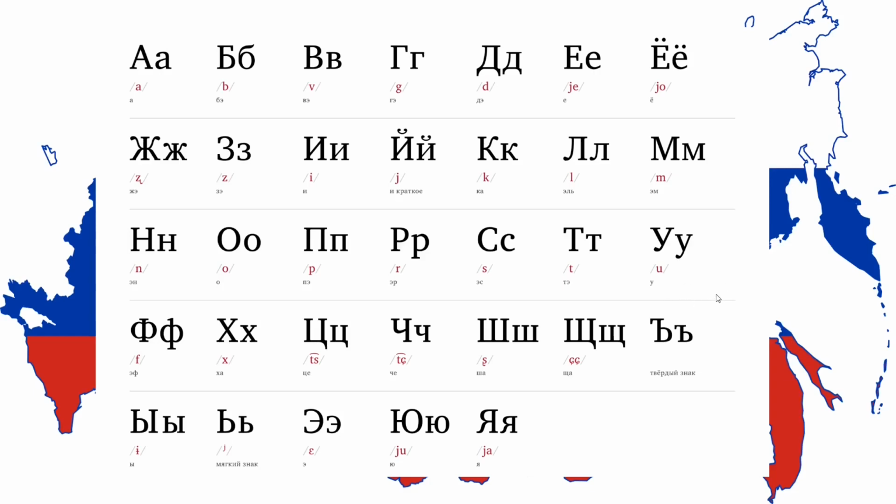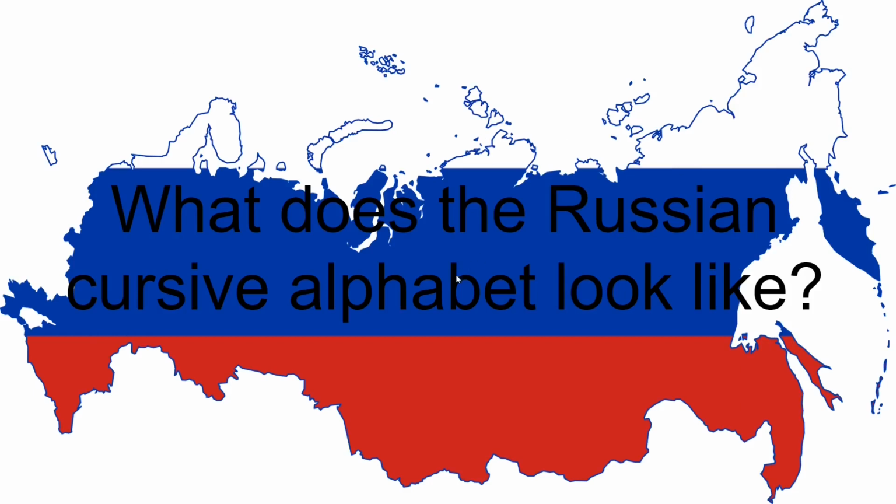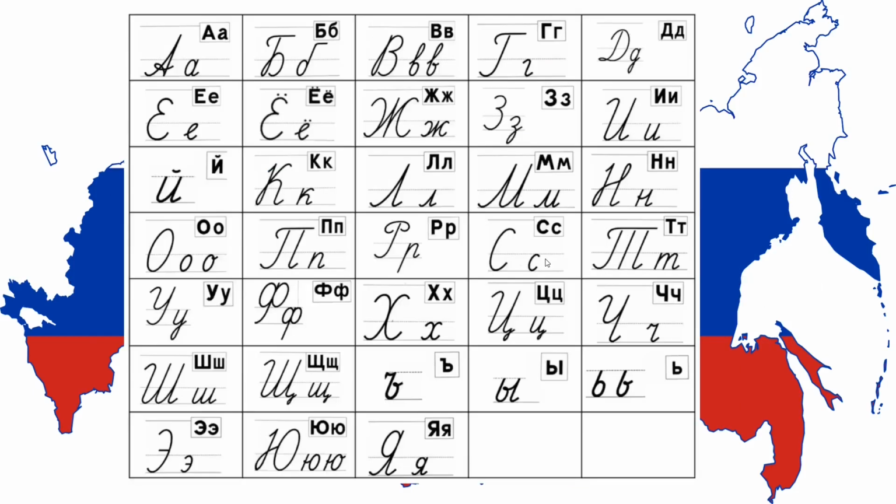Moving on, what does the Russian cursive alphabet look like? So this is the Russian cursive alphabet. It looks quite a bit different in some cases than the printed Russian alphabet. For example, the T here, this is a crazy looking letter. It's an M when it's lowercase, and it's like a pi with an extra tail when it's a capital, which is a tiny bit confusing. Most of the other letters are quite similar to the printed form though.